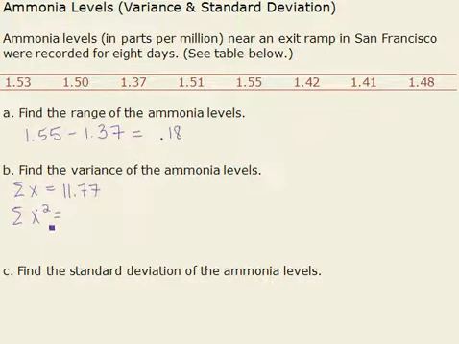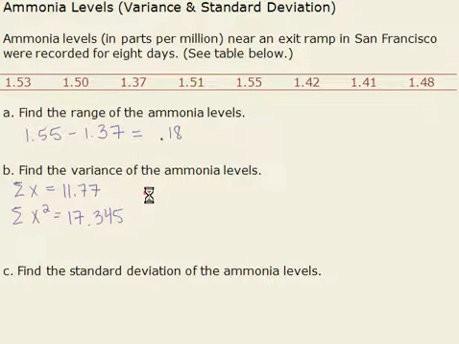Now the sum of x squared is adding 1.53 squared plus 1.50 squared. So each of these squared, not squaring the sum of x. And so the sum of x squared is 17.345 approximately. This will help us in finding our variance.